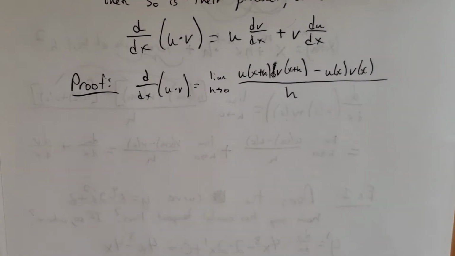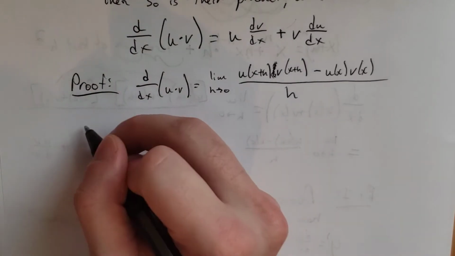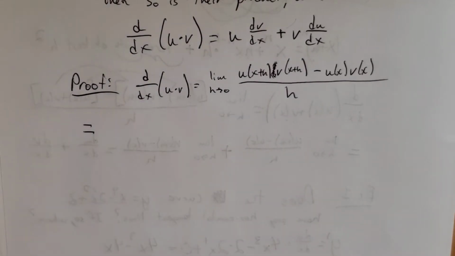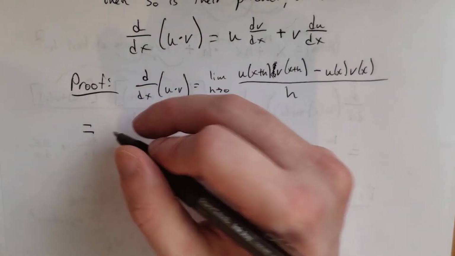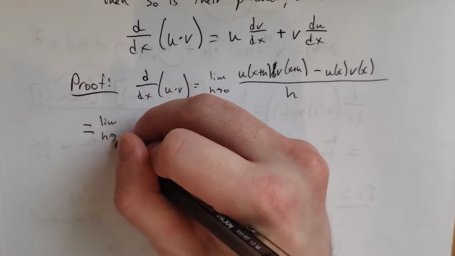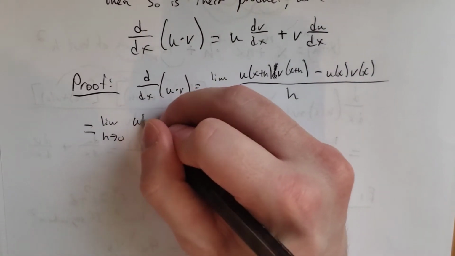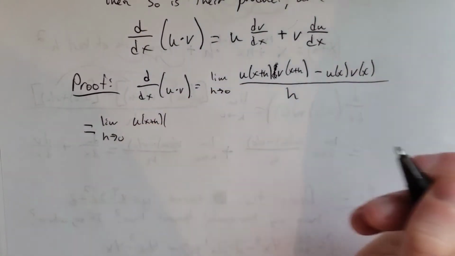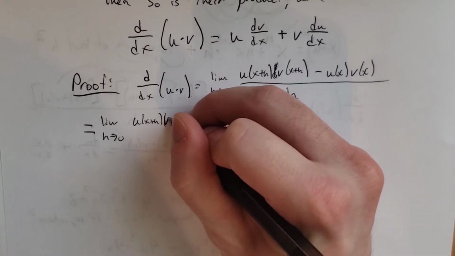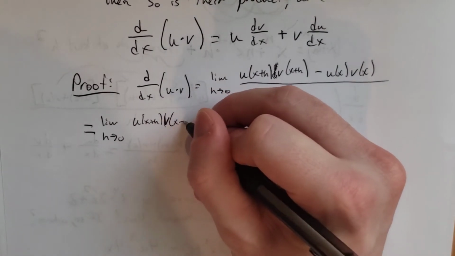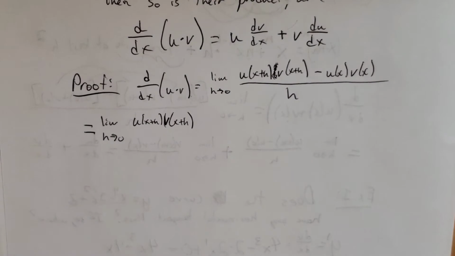Now we're going to do something a little strange. We're going to introduce a term that's going to help us separate our limit into limits that become a derivative of either u or v. So here's how we do that. First, we still have the limit as h goes to 0 of u of x plus h times v of x plus h.